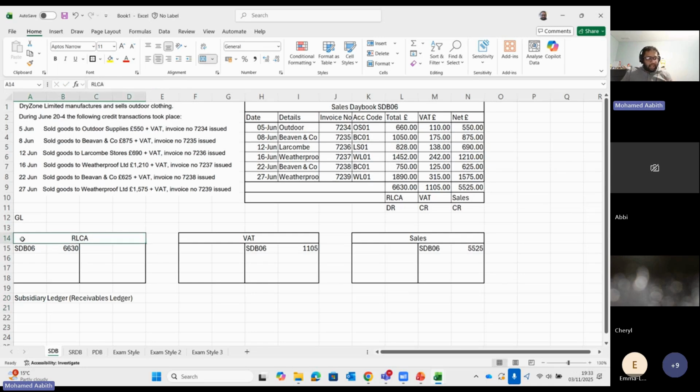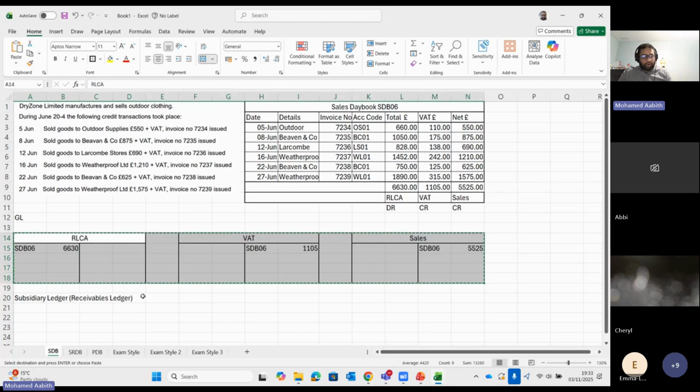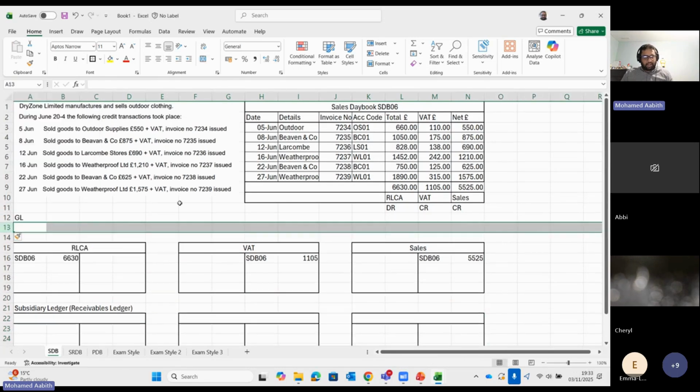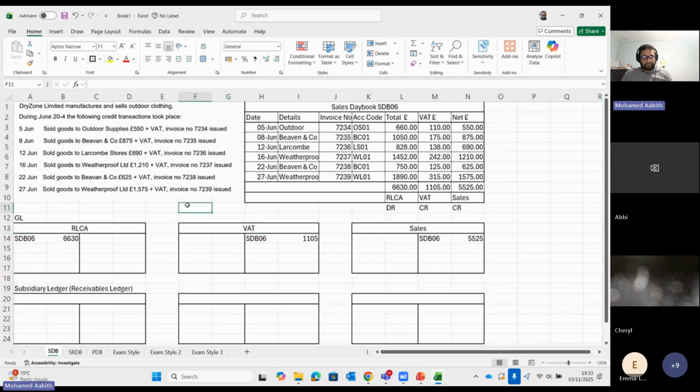So if I'm going to look at it here, I'm going to copy this and I'm going to have a receivables ledger here for people we have done a sales transaction to. So here, let me just make this slightly smaller. Delete. No, hold on. Control Z. Yeah. So here, I have seen Outdoor Supply. So we're going to have one for outdoor, but instead of having the name, we're going to call this OS01. The next one is BC01. The next one is LS01. And then we have another customer called WL01.